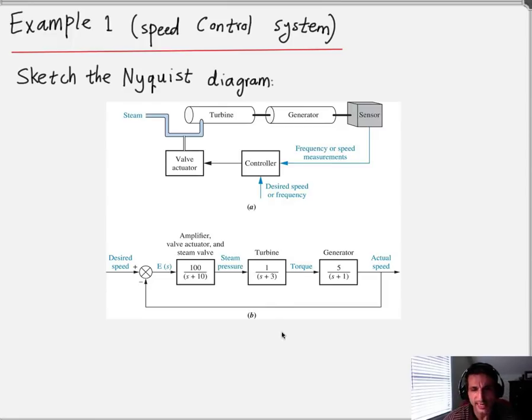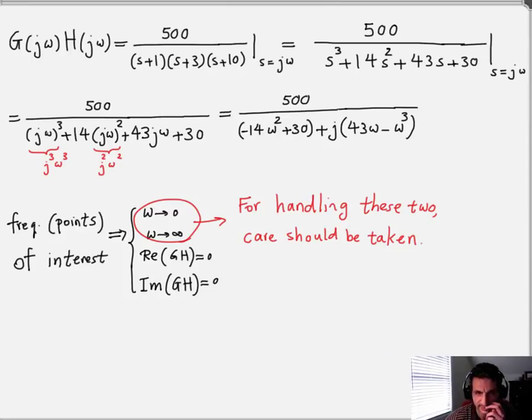All right, so this serves as G. You have the cascade of these three transfer functions, and your H, which is the feedback path transfer function, is just going to be unity, 1. Therefore, your G of S, H of S is just the product of these three transfer functions, and that is what is shown here.